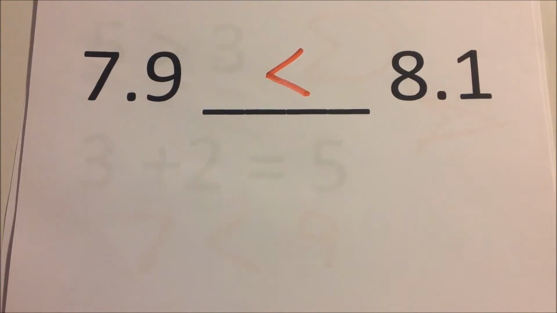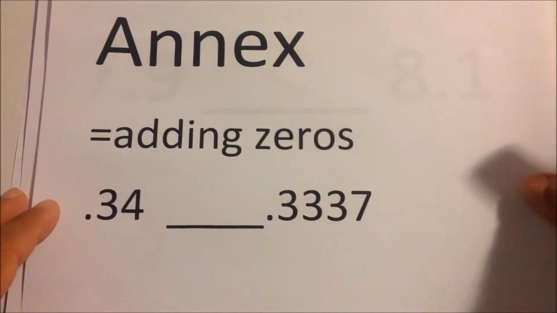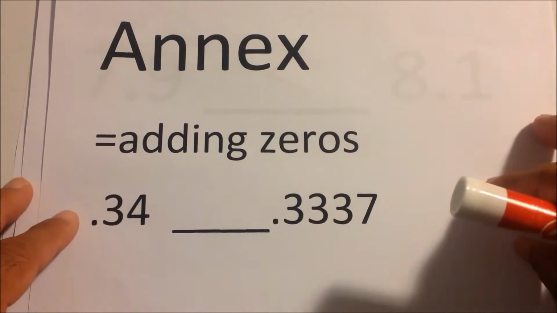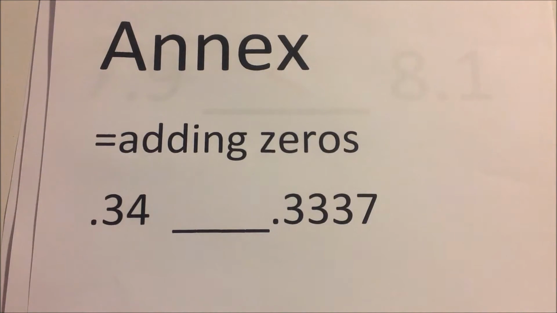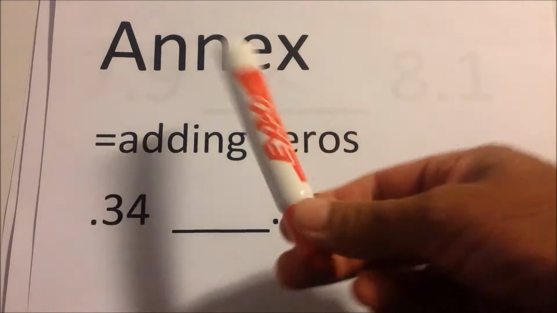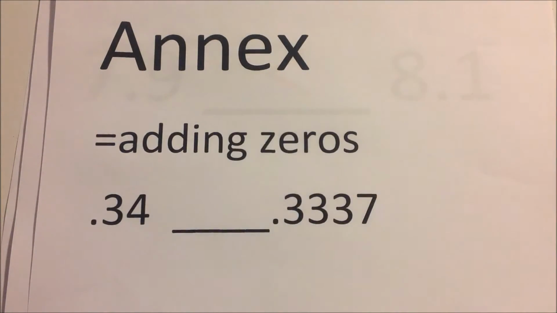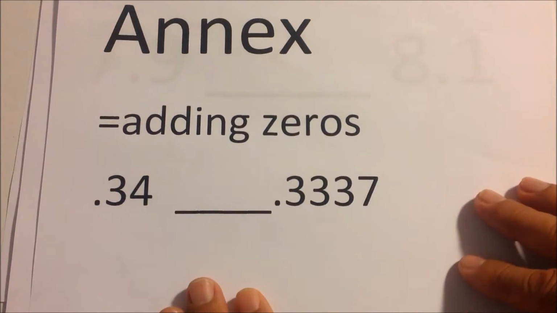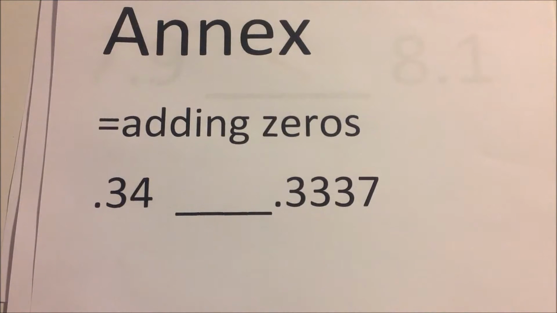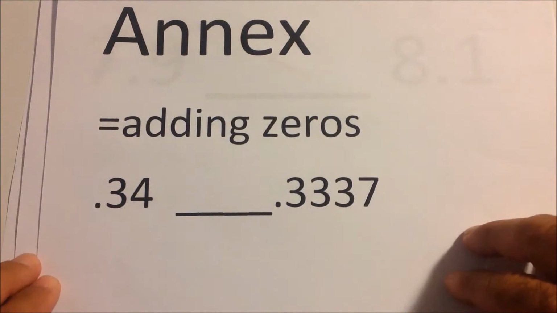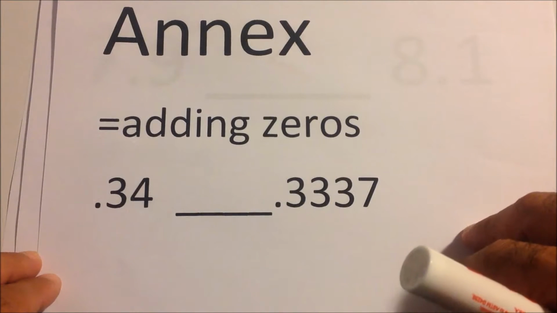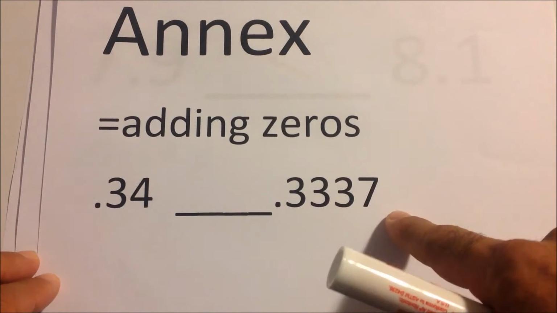Now there's a term we should know. It's called annex. And it means different things in different grades. But in 5th grade, all it means is adding zeros. That's all we do. So let's look at this one here. We have 0.34 and 0.3337. So we're going to add zeros. We're going to align the two decimals.